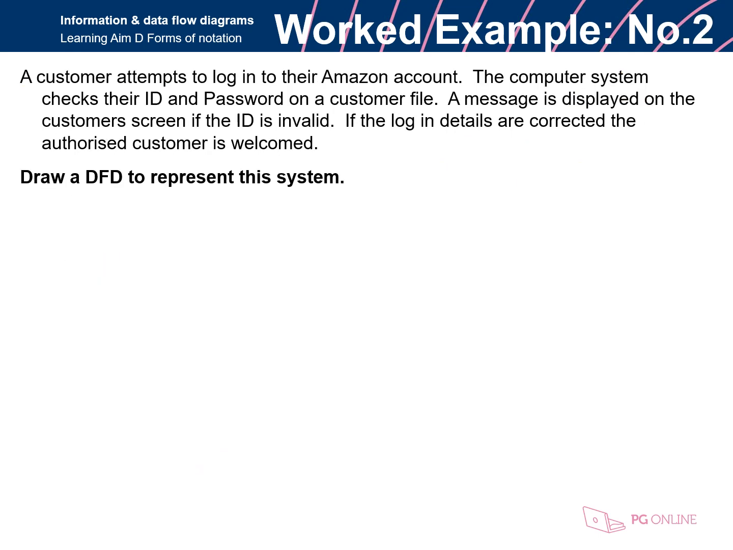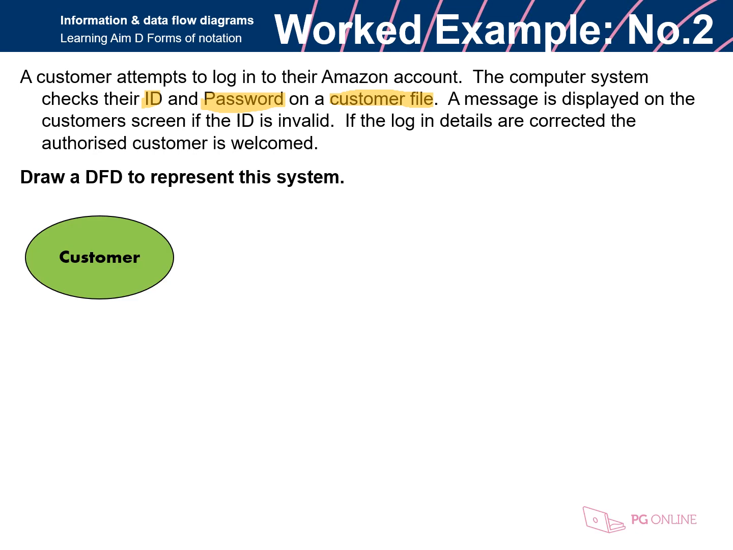In our second example, we are going to use a more familiar scenario. Imagine you are attempting to log in to your Amazon account. The computer system will check the ID of the person logging in alongside their password on a customer file that they have stored for who is an authorized user.